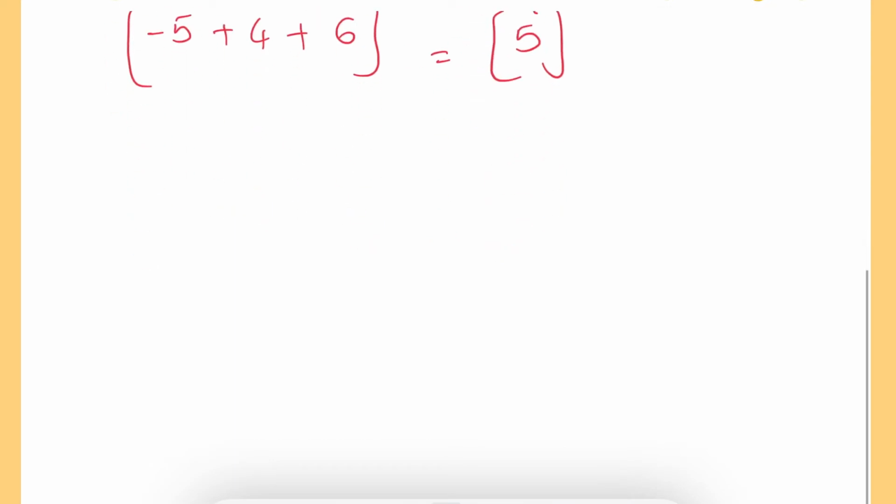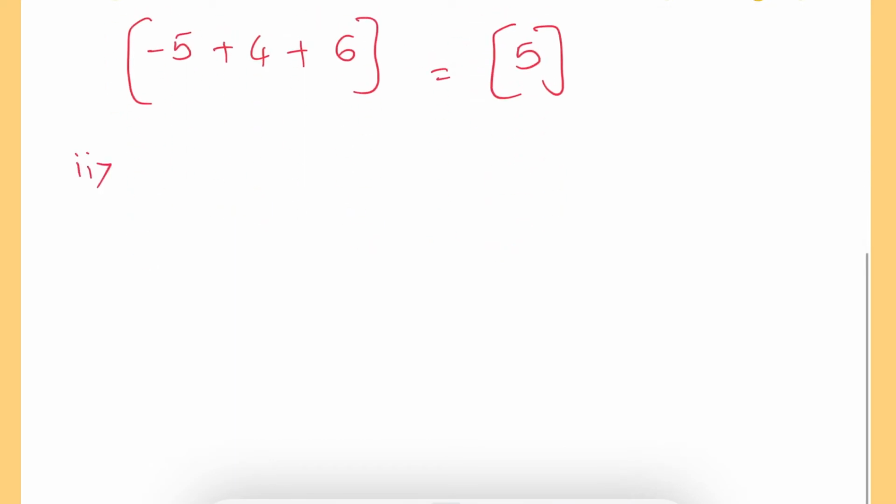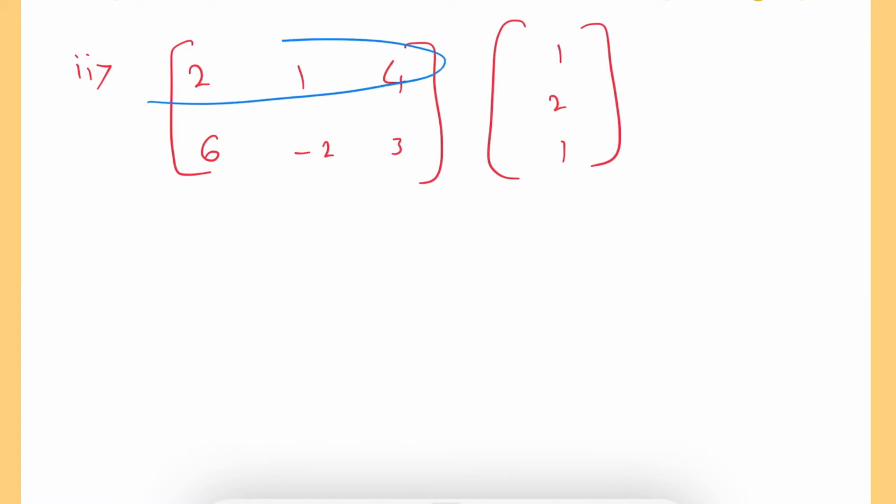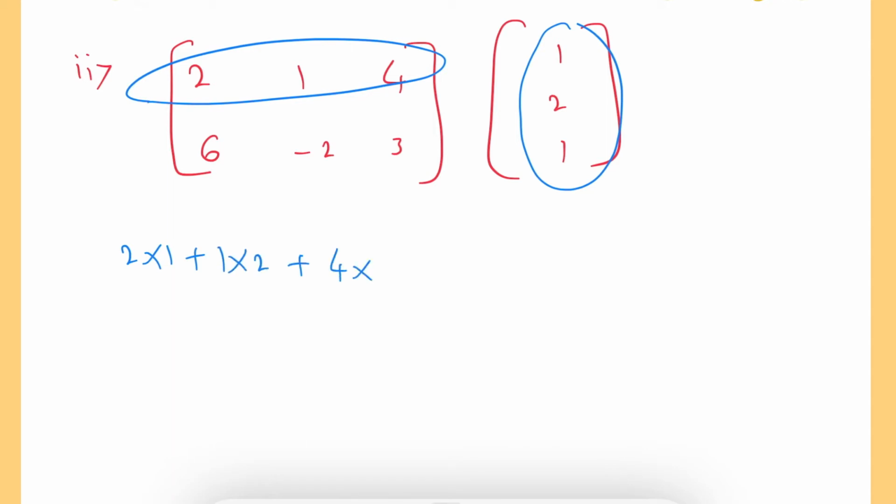Next, second question in this, 2, 1, 4, 6 minus 2, 3 into 1, 2, 1. Number of columns and number of rows should match. Here 3 columns are there. Here 3 rows are there. So we can do multiplication in this process. So now first row multiply with the column. 2 into 1 plus 1 into 2 plus 4 into 1.